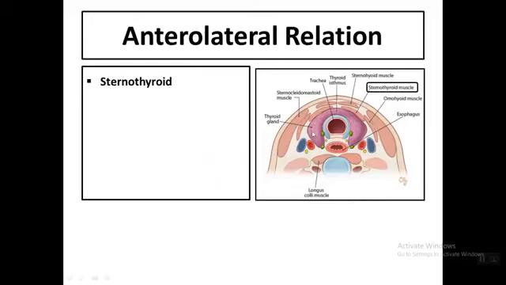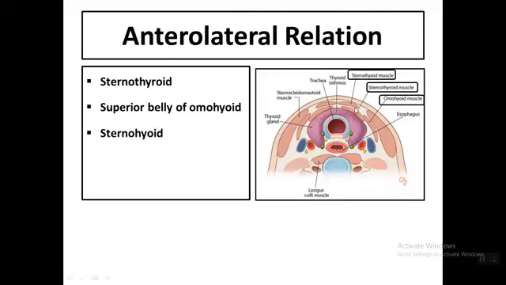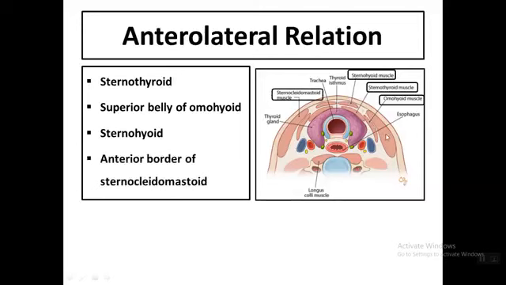First, the anterolateral relation. Here we have this group of muscles that will be anterolateral relation to the thyroid gland. The first muscle is the sternothyroid, superior belly of omohyoid, sternohyoid muscle, and more superficially is the sternocleidomastoid.